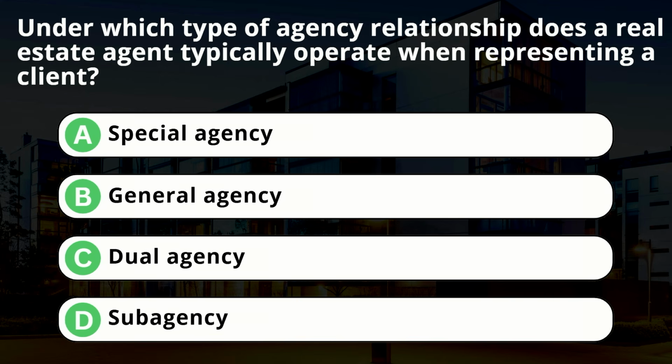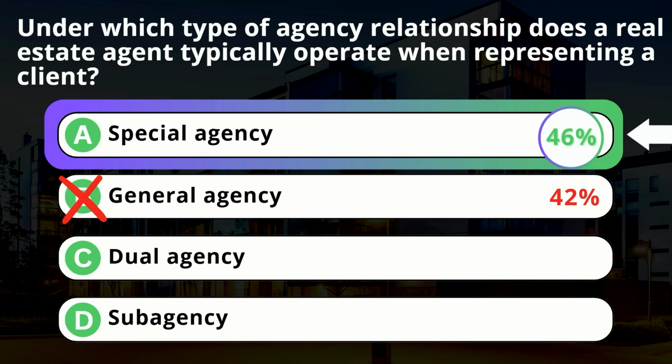And the answer? Letter A, special agency. And 46% of our community picked letter A as the correct answer. Now check this out. 42% picked general agency, and the rest were distributed amongst letter C and D. So again, it's understanding what is the type of relationship that is typically happening when a real estate agent typically operates when representing a client. And when you're specifically working with a client, that is known as a special agency relationship.